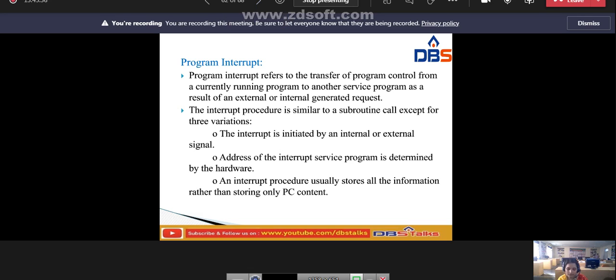Next, program interrupt. Program interrupt refers to the transfer of program control from a currently running program to another service program as a result of an externally or internally generated request. The interrupt procedure is similar to the subroutine call except for three variations. First, the interrupt is initiated by an internal or external signal. The address of the interrupt service program is determined by the hardware, and the interrupt procedure usually stores all the information rather than storing only the PC content. So, this is called the program interrupt.